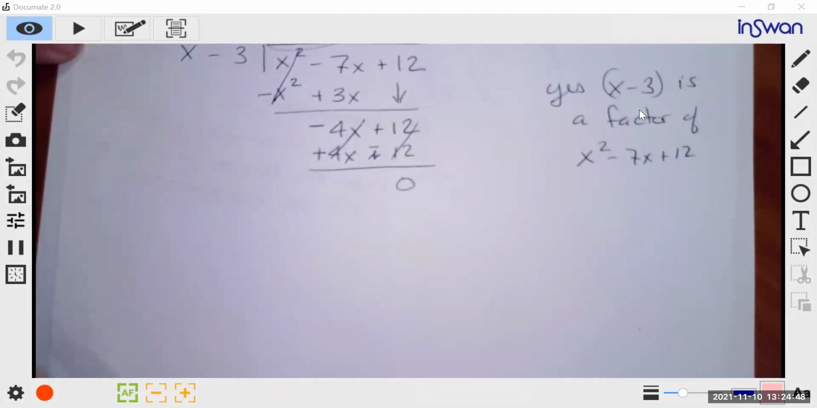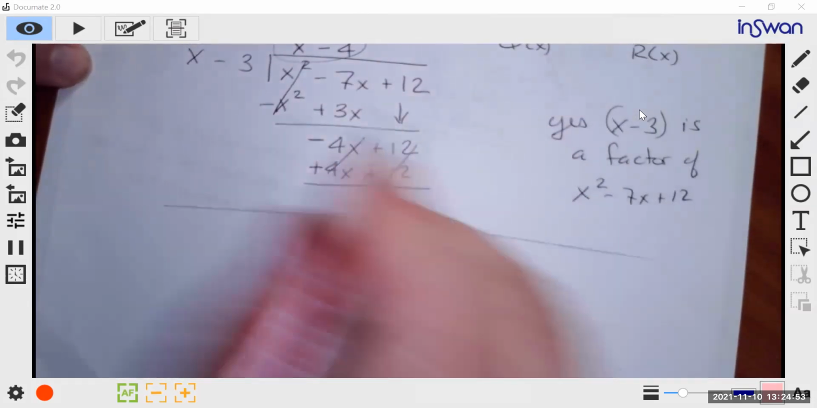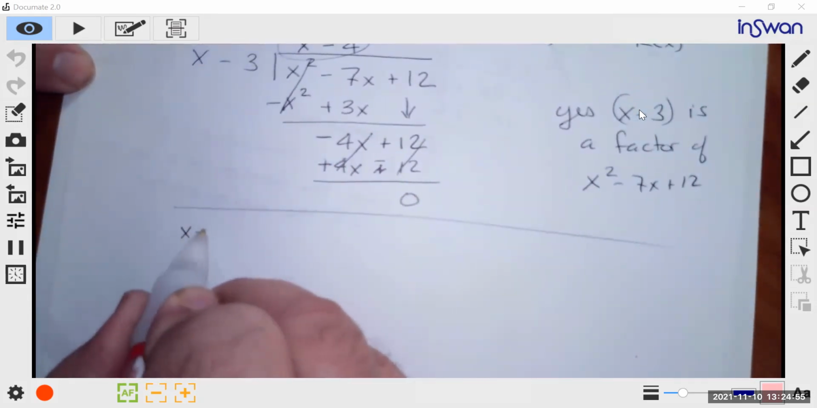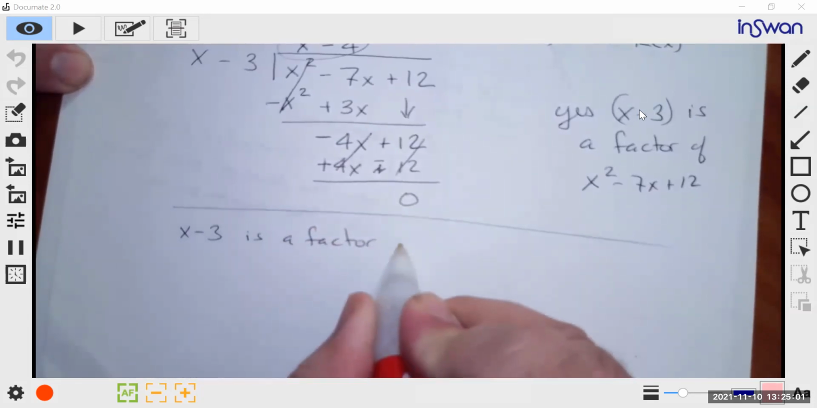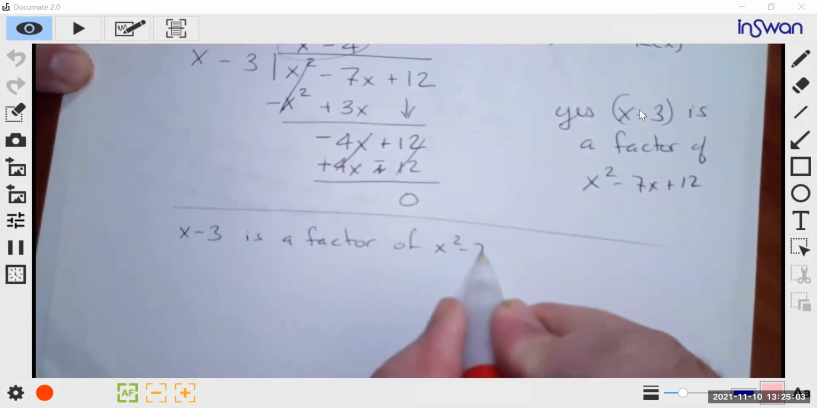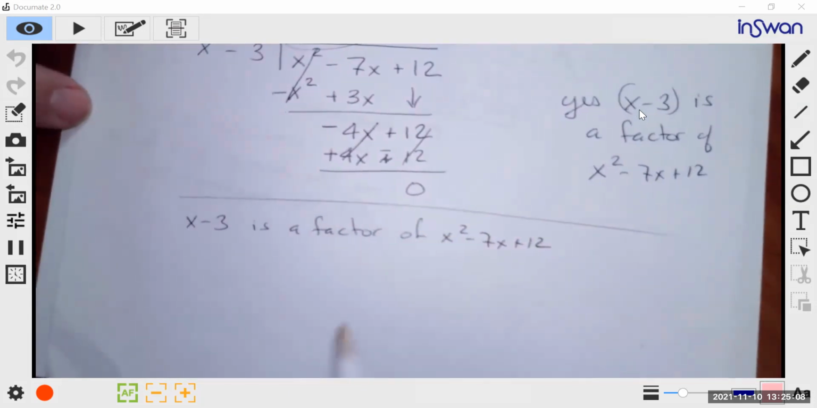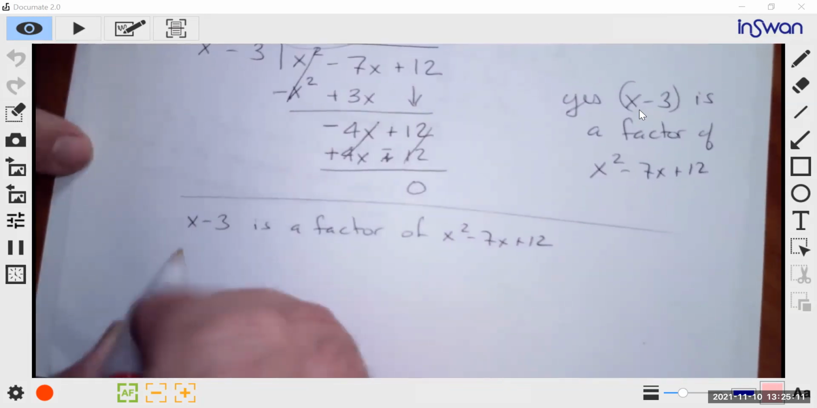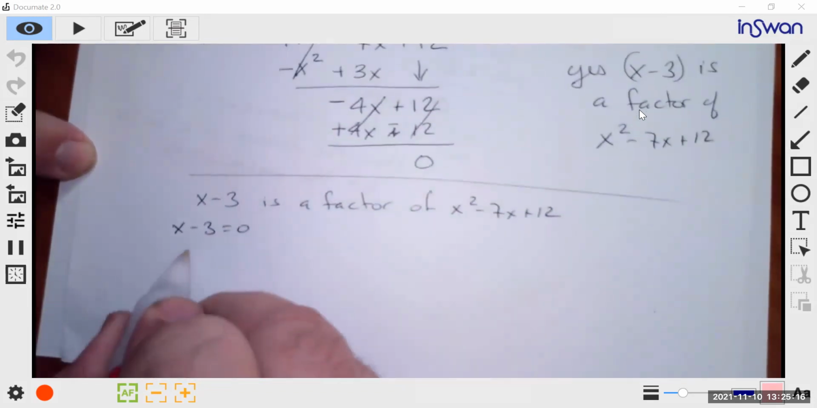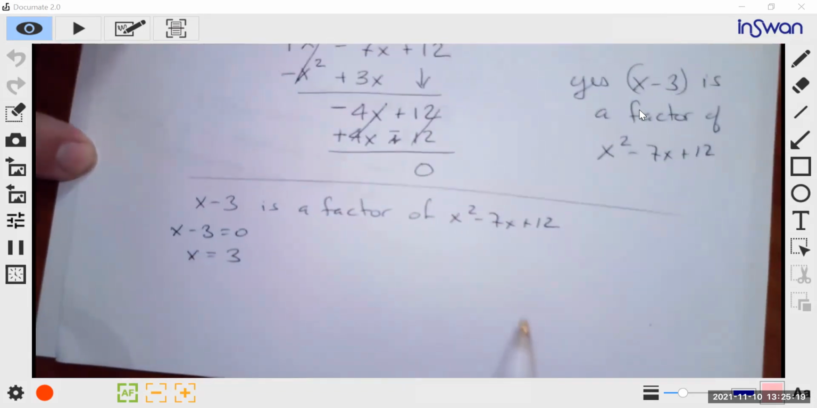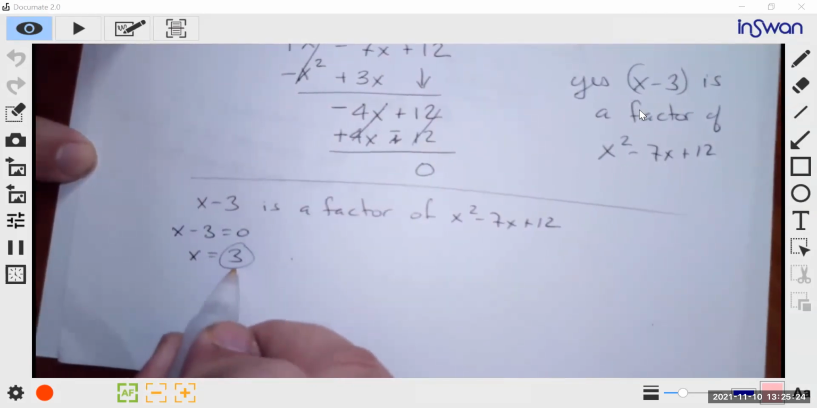Is there an easier way of doing this? We'll try another way. Since we know that x minus 3 is a factor of x squared minus 7x plus 12, it's a 0, isn't it? Since it's a factor, it's also a 0. So x equals 3. What happens if we plug in 3 into our function?